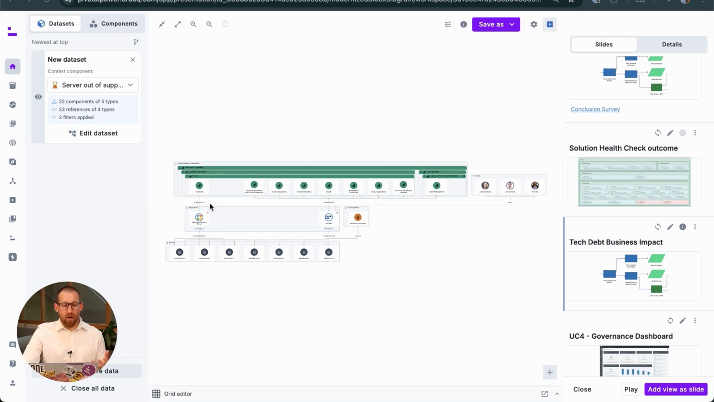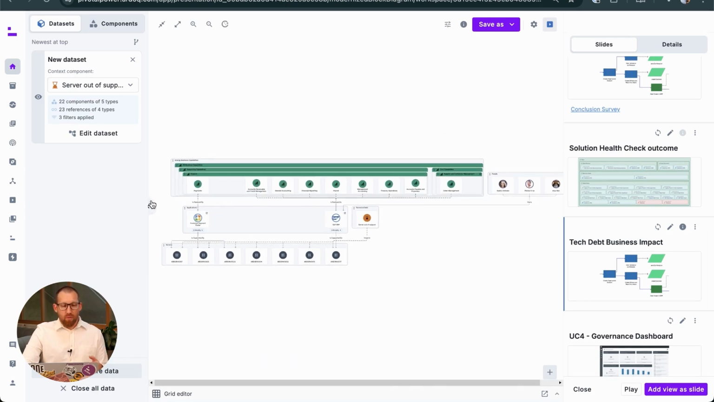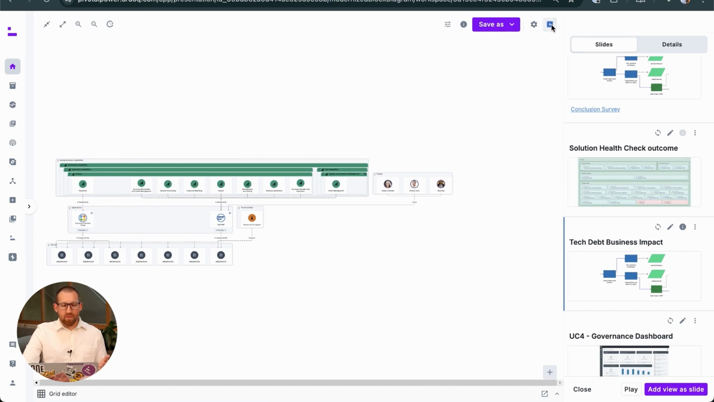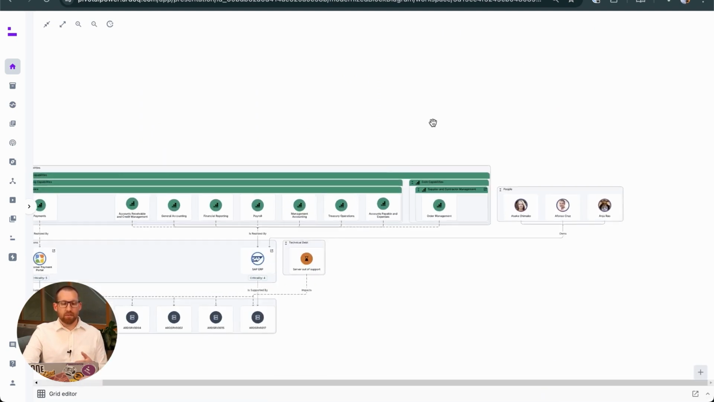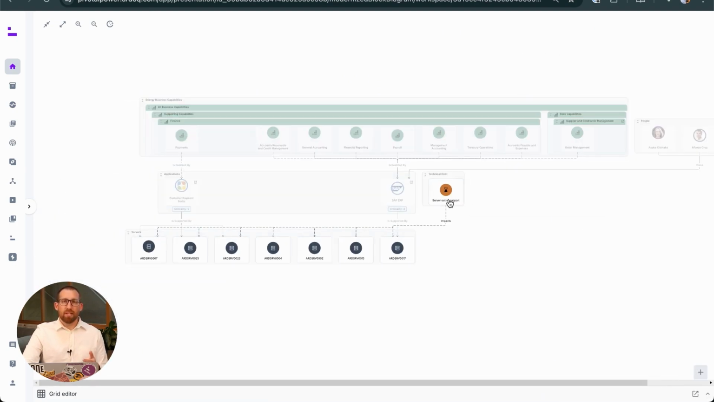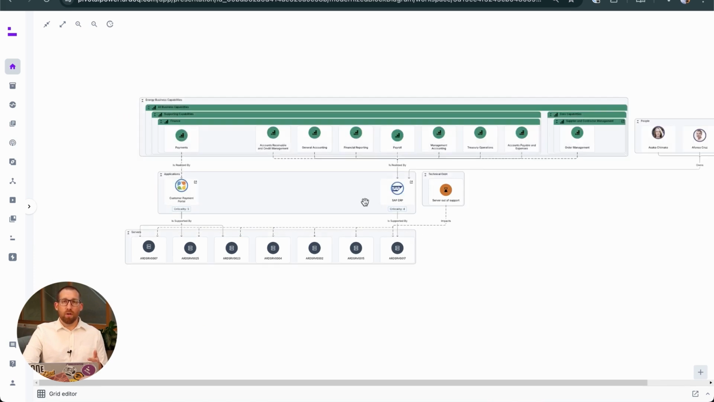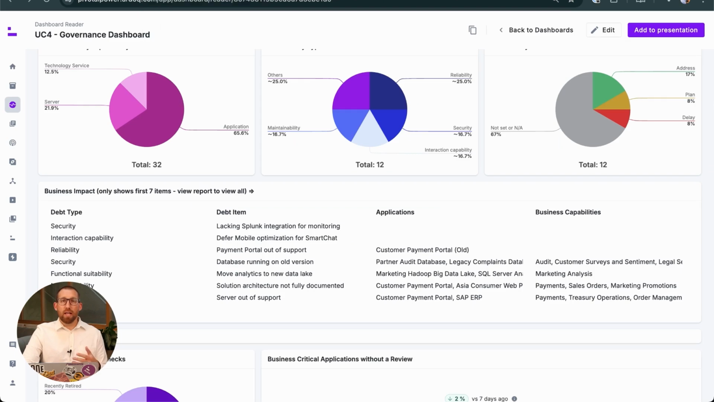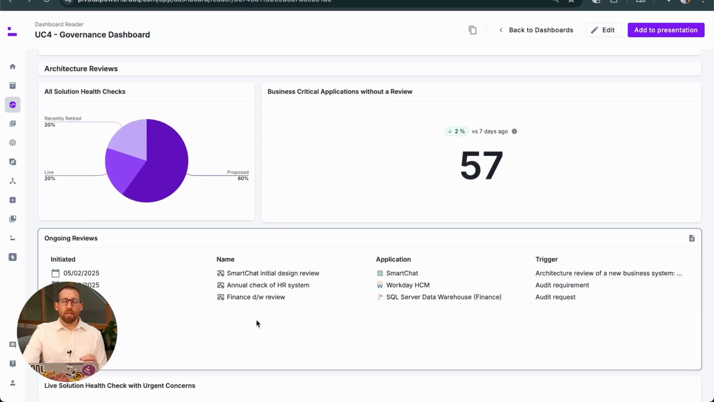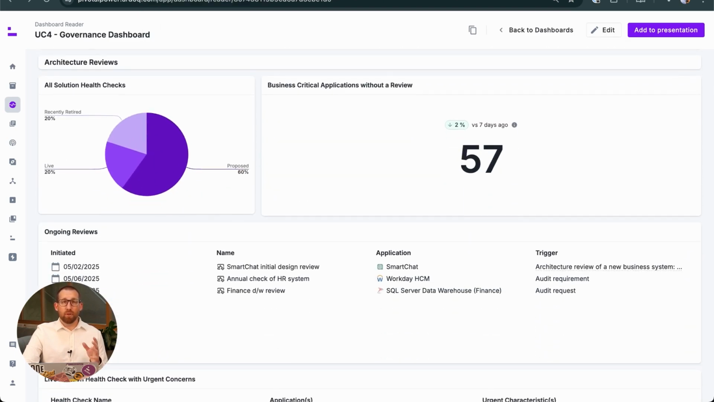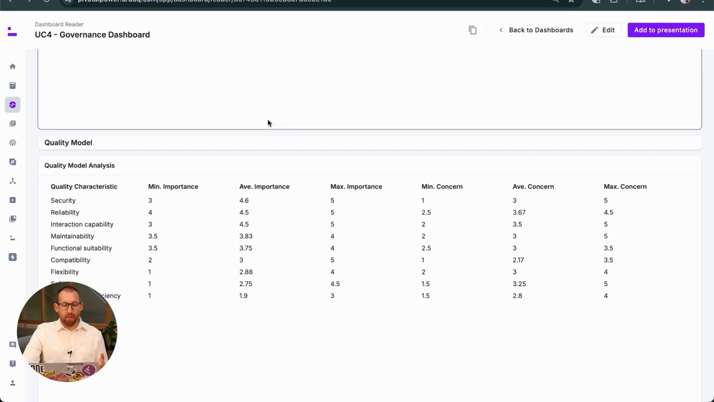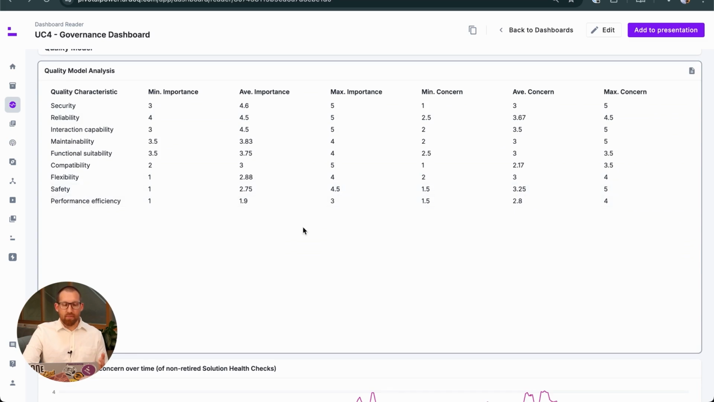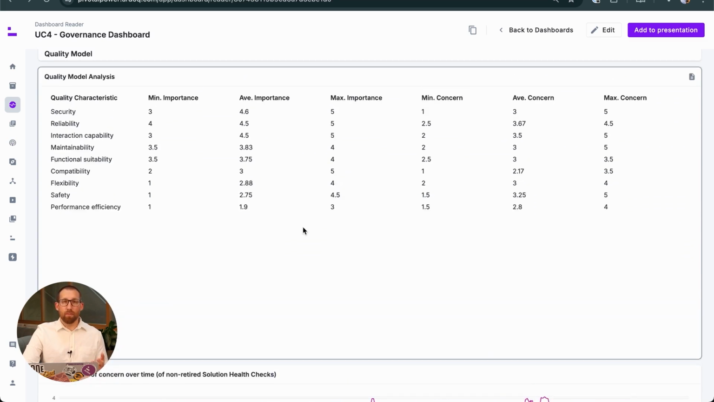I demonstrated earlier our use of the quality model, which is used both to drive trade-off analysis and solution health checks and to classify technical debt. The quality model is a full part of the Ardoq knowledge graph, rather than simply being shown as fields or variables, allowing us to view our estate through the lens of the quality model, giving us the ability to track architectural quality over time. Here, for example, is a view of the recent health checks that have been conducted from the perspective of the quality model.